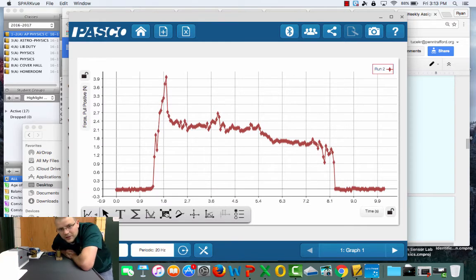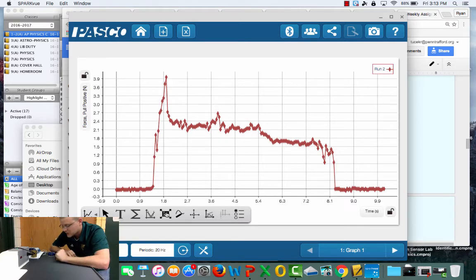So there's my force graph. You can see there was no force. I started to pull it, peaked around 4 newtons, and then once I got it cruising, it kind of leveled off around 2.0 newtons. It did have a little drop off at the end there. It could be because I might have slowed down as I got closer to the edge. A longer run might give us some better data. But let's try the next one.